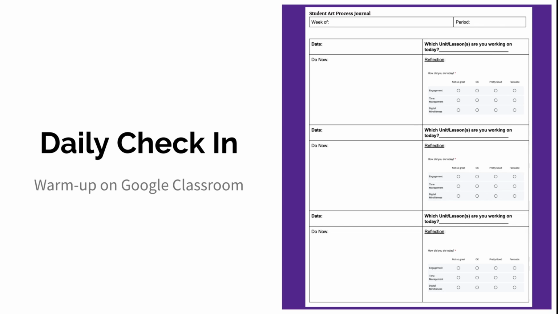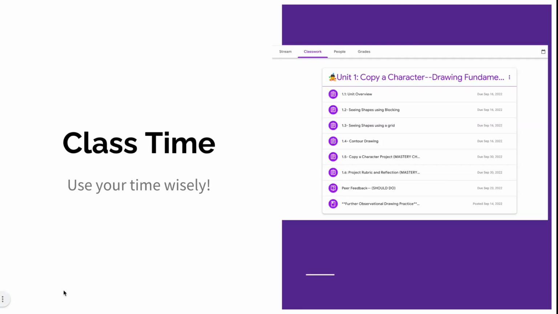Okay, so what does a typical day look like in a modern classroom? At the beginning of each class, you should complete the Do Now on your weekly journal. This is where you will tell me what lesson you are working on that day and participate in class discussions around the project topics.